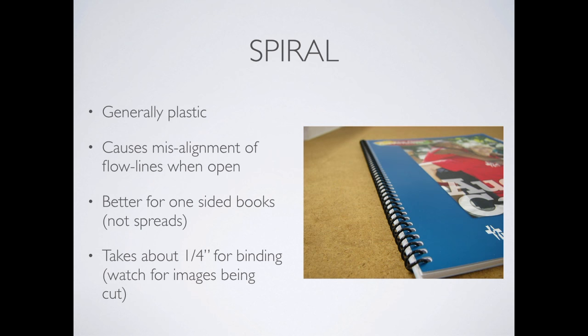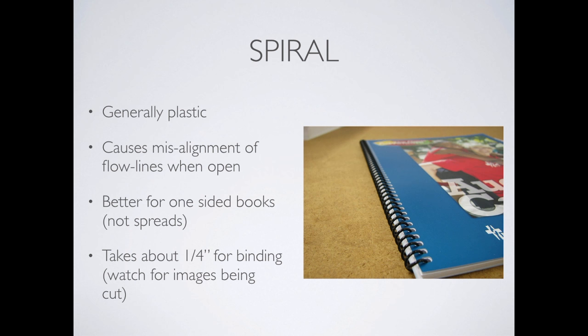The first one is a spiral binding, which you're obviously familiar with. It's plastic. The thing you have to be careful of, and I need to get a photographic example of this, is when you open a two-spread spiral-bound piece, one side goes down because of the spiral and one side goes up. So if you have something that's supposed to align across two pages, it won't.